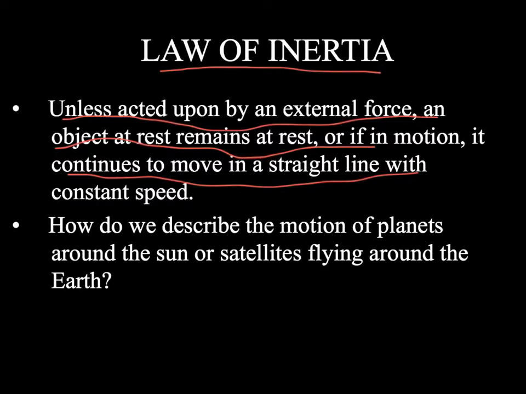So how do we describe the motion of planets around the sun or satellites flying around the Earth? Why is it that everything isn't just collapsing into this giant gravitational pull? Well, it turns out it's because of the law of inertia. All of this matter and mass in the solar system, or the satellites orbiting Earth, have their own velocity. So let's draw a picture here to describe this.